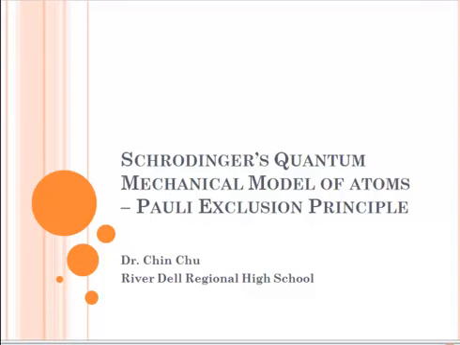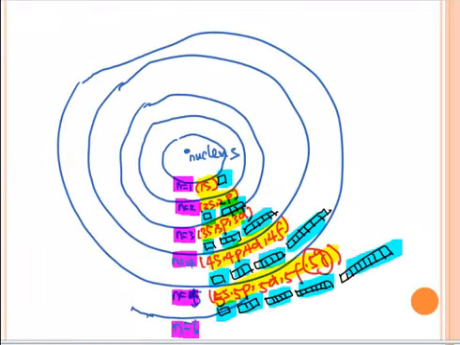Hello now everybody. I want to start discussing the next section in Schrodinger's quantum mechanical model of the atom, and this one is what we talked about. It's called the Pauli Exclusion Principle. Pauli Exclusion Principle.